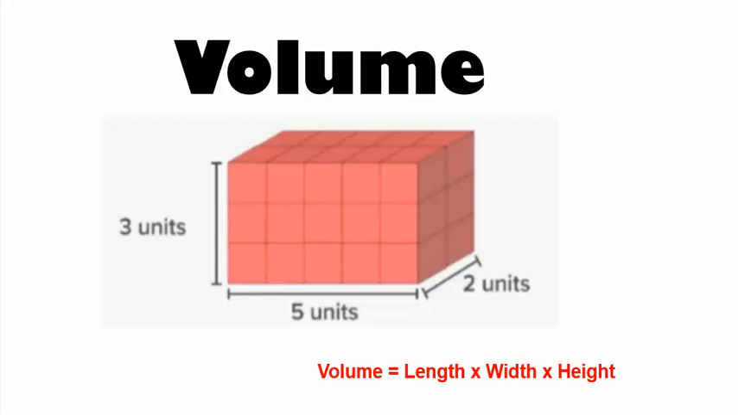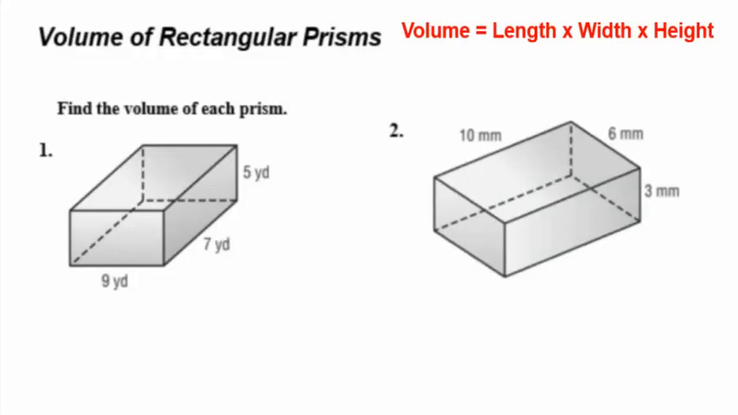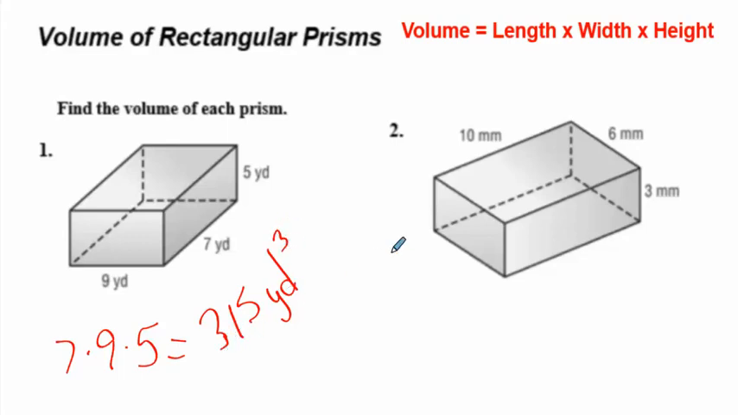All right, let's do a quick review. Looking at this, again, it's length times width times height, so I'm simply going to multiply. Length 7 times 9 times 5, all multiplication. 7 times 9 is 63, times 5 would be 315 yards. Because we are multiplying length times width times height, that is going to be to the third power. So 315 cubic yards, okay?